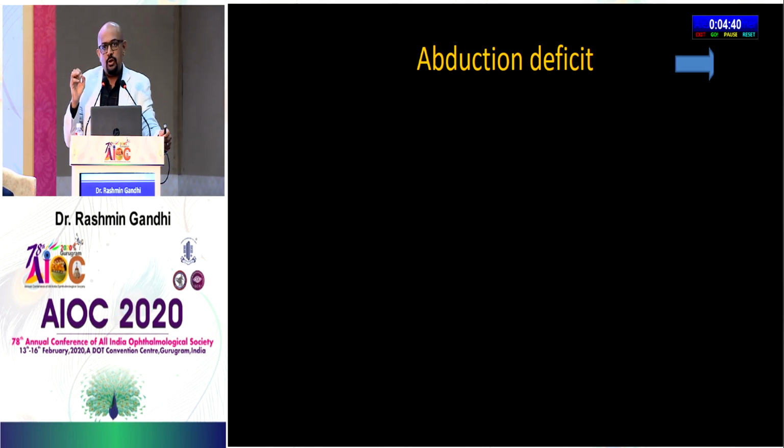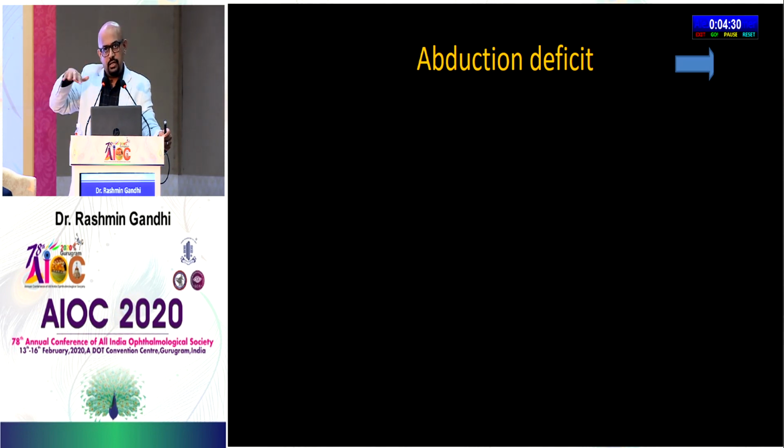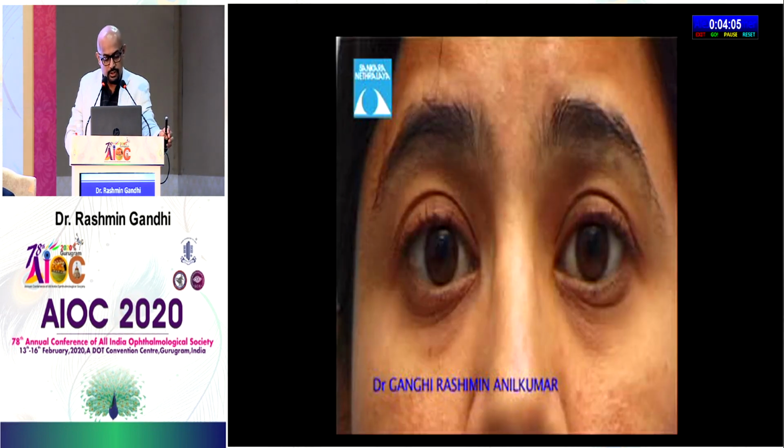So 6th nerve palsy can be seen as a false localizing sign, not because of a long course, but more because of the way it comes from the brain and reaches the eye, because it goes through sharp turns and also has the petrous bone which can press the 6th nerve. So this is instance number 2 of localizing lesion, which is abduction limitation. If you see a patient with a 6th nerve palsy, look at the other eye, look at the other nerves, look at the fundus, and also see if it's isolated. Then you localize it to nerve, muscle or neuromuscular junction.